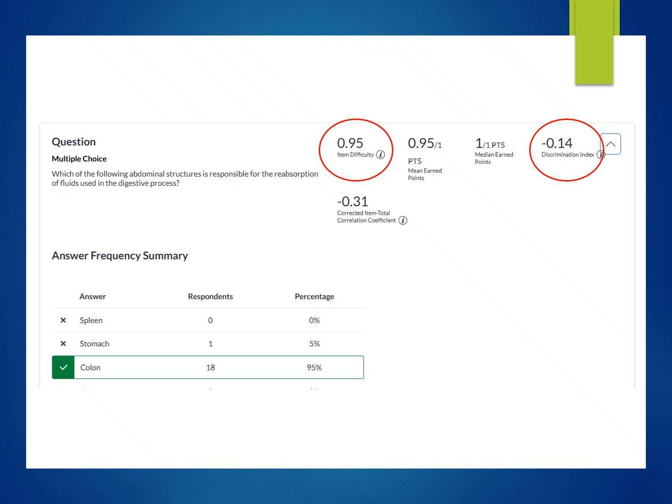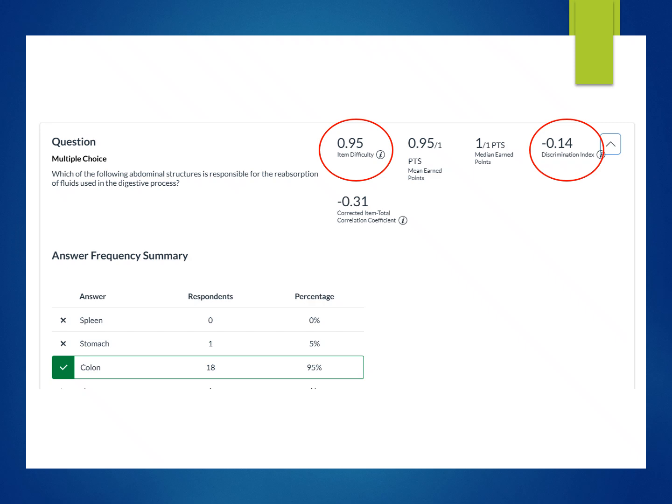Now that's not necessarily bad. Some of the easy questions are appropriate, especially if they cover critical must-know content. But if too many questions are this easy, this exam might not be challenging enough to truly assess student understanding. Now here's where it gets interesting. The discrimination index is 0.14. That's a negative number and that's a red flag.